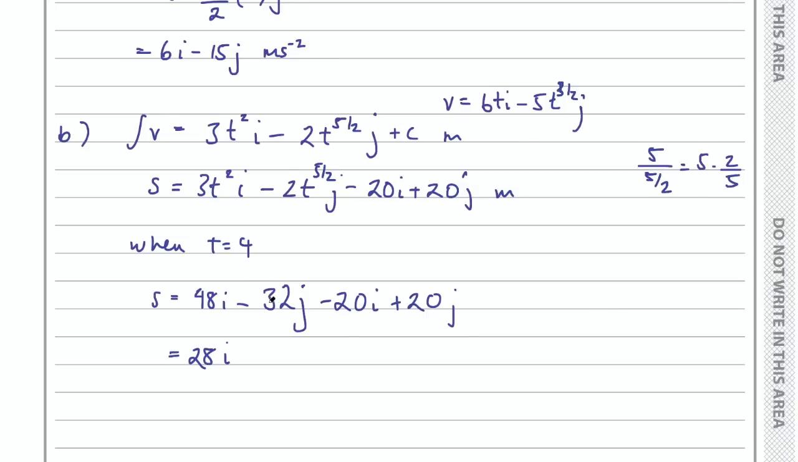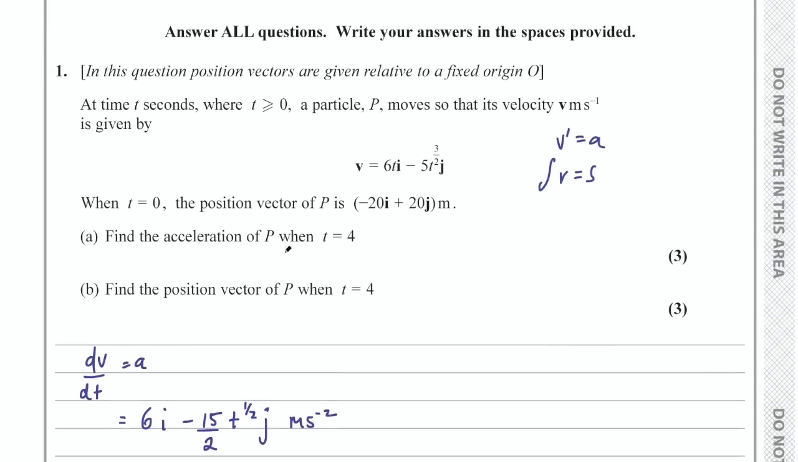And then negative, oh, I just realized I forgot to multiply that by 2. So it had a coefficient of 2 there. That's going to be 32 times 2, 64. Okay, so then we have negative 64j plus 20. So that's negative 44j meters. So that is my position vector at t equal to 4 seconds. All right, so that was question 1 of this mechanics section for 6 marks.